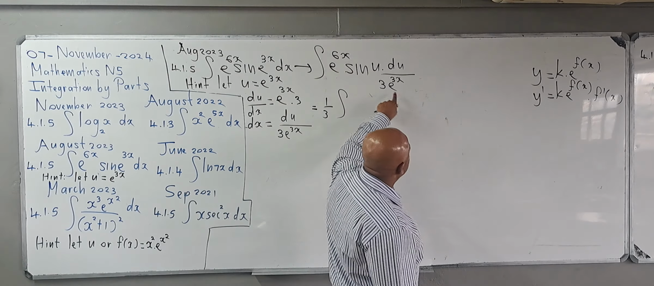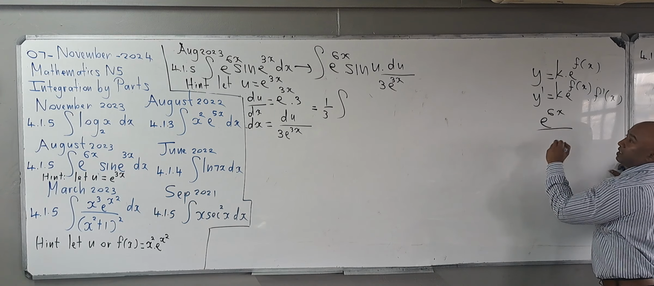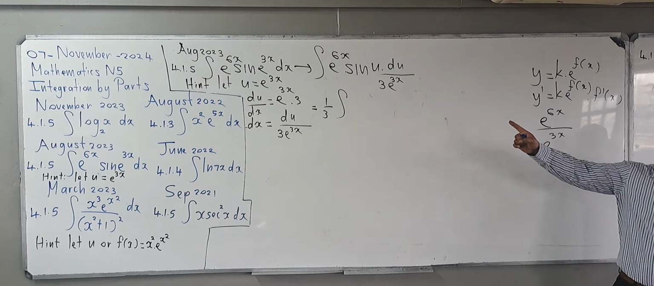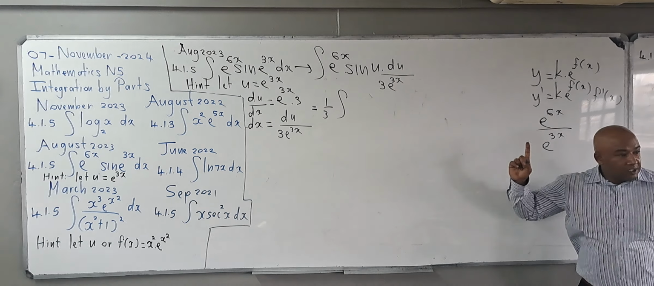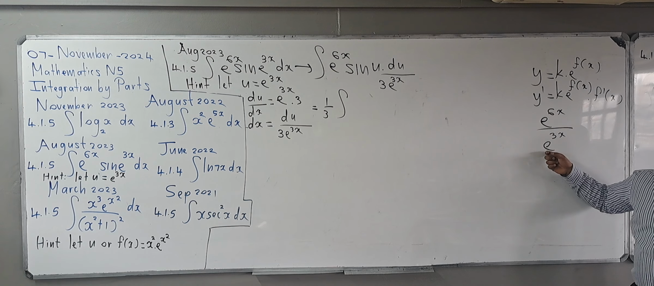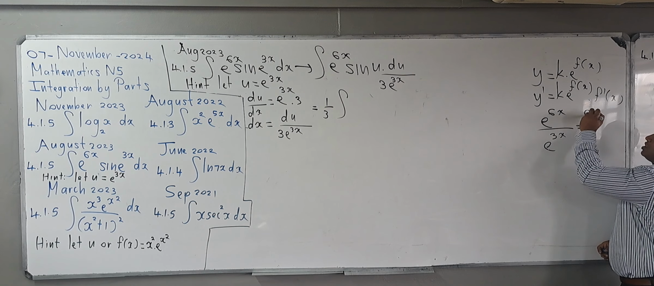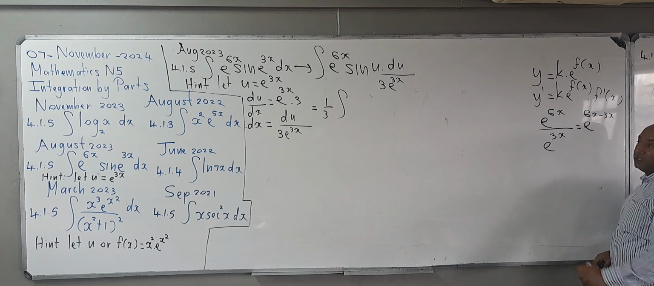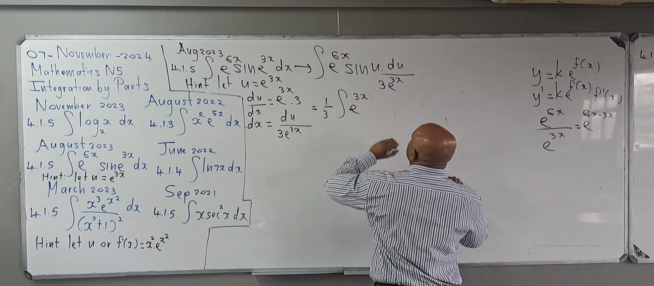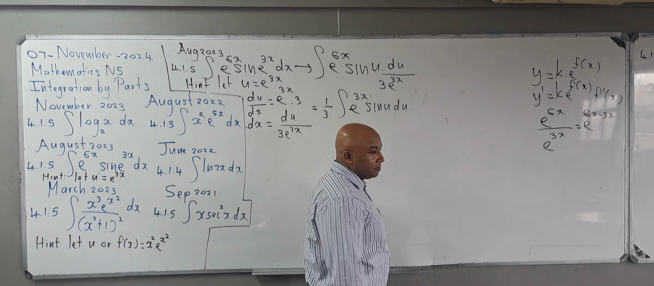Now, you notice that you have e to the power 6x on the top divided by e to the power 3x on the bottom. Can you see that? So this is exponent laws. When we are dividing and the bases are the same, you write down the base once and you go top minus bottom. We're clear with that? So this is going to become e to the power 3x times sine u du.